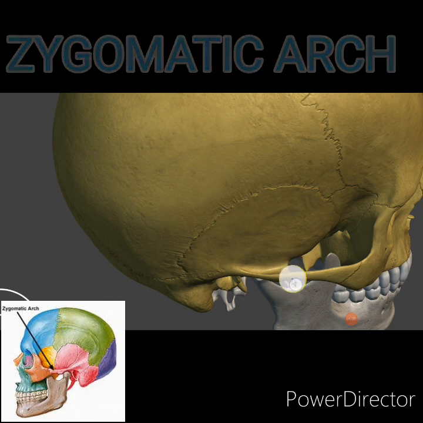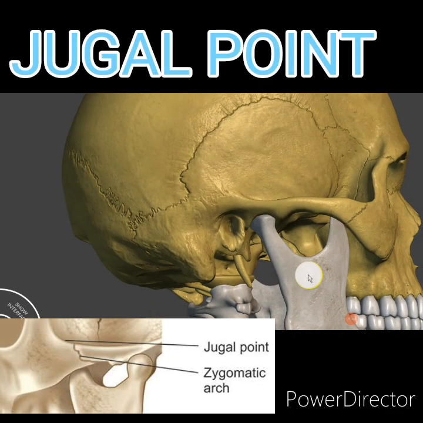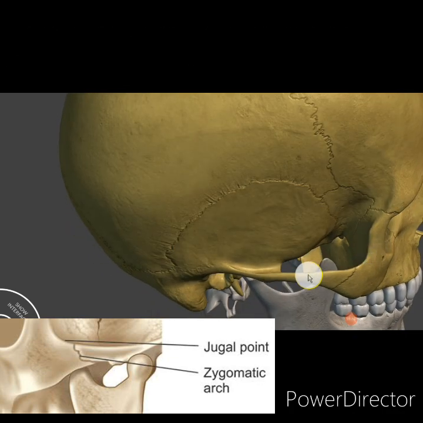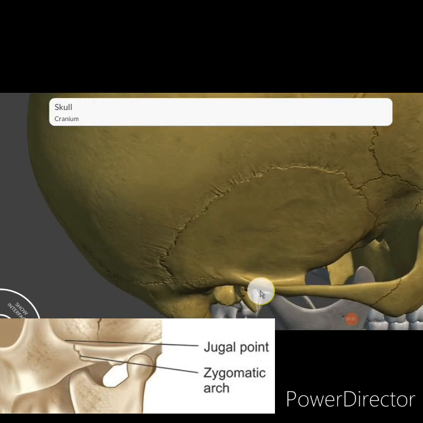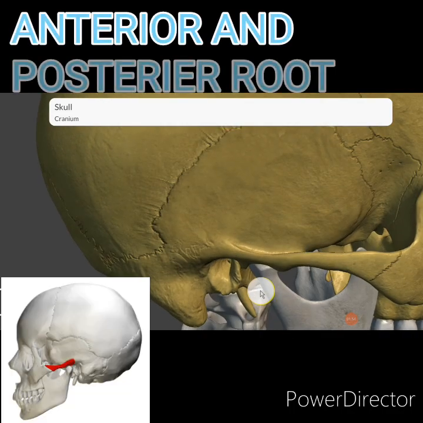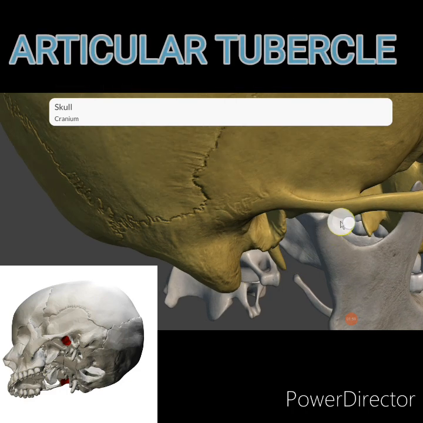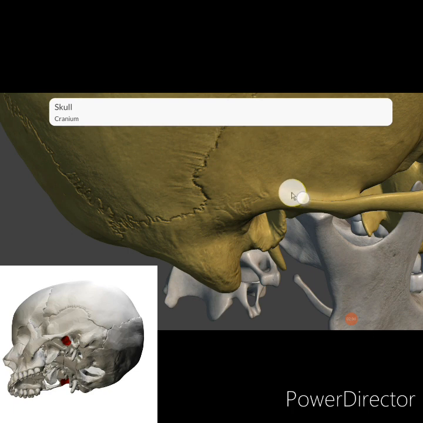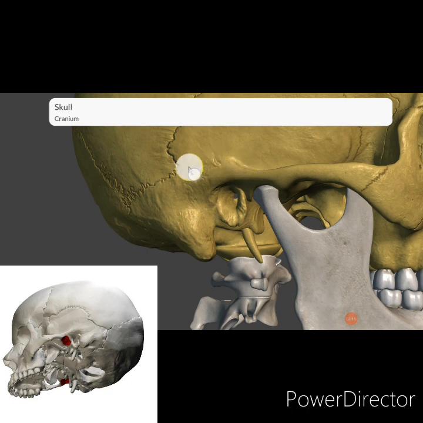Lateral surface of zygomatic arch is subcutaneous. Anterior end of upper border of zygomatic arch is also called jugal point. At the posterior end of zygomatic arch, there are two roots, anterior and posterior root. At the junction of anterior and posterior root, articular tubercle is present. Anterior root runs medially in front of articular fossa or mandibular fossa, whereas posterior root runs backwards and above the external acoustic meatus and is continuous with supramastoid crest.